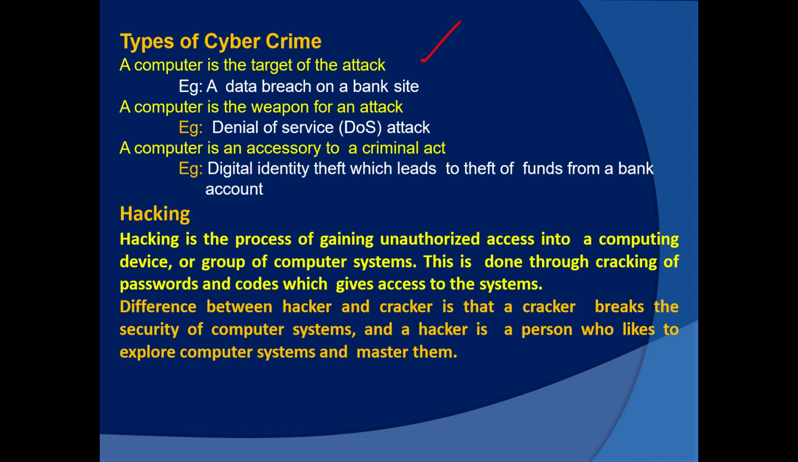Now, the different types of cybercrime we all must know. There are three types. First type is when the computer is the target of the attack. When we want a data breach on a bank site, that is an example. Second is a computer is the weapon for an attack. Example is denial of service, DoS attack. Third is a computer is an accessory to a criminal act. Example is digital identity theft, which leads to theft of funds from a bank account.